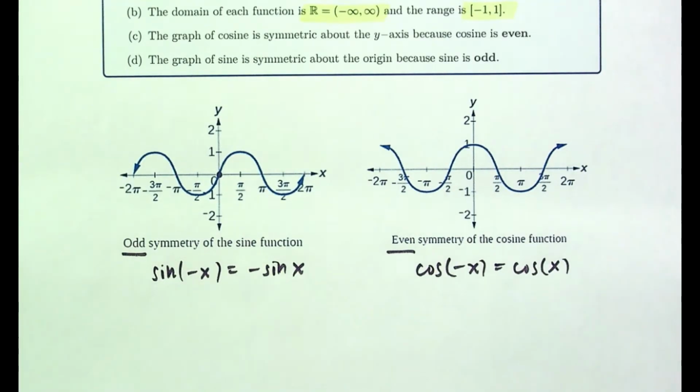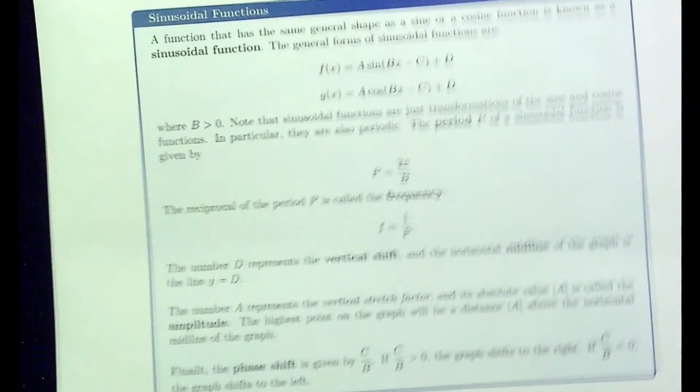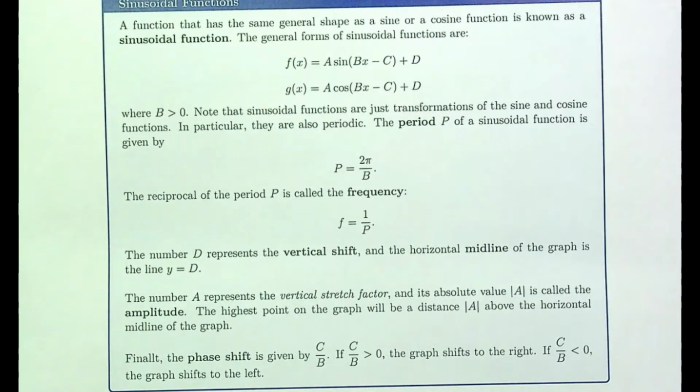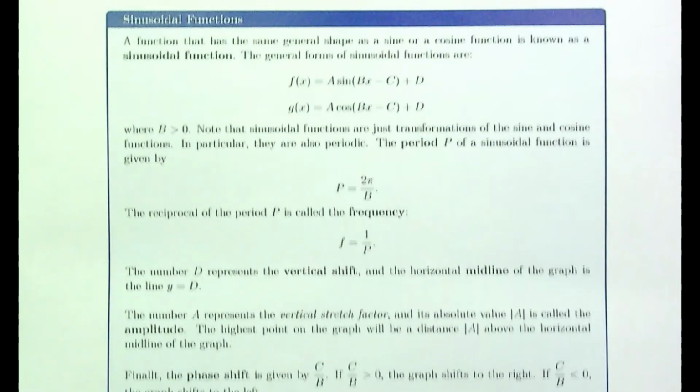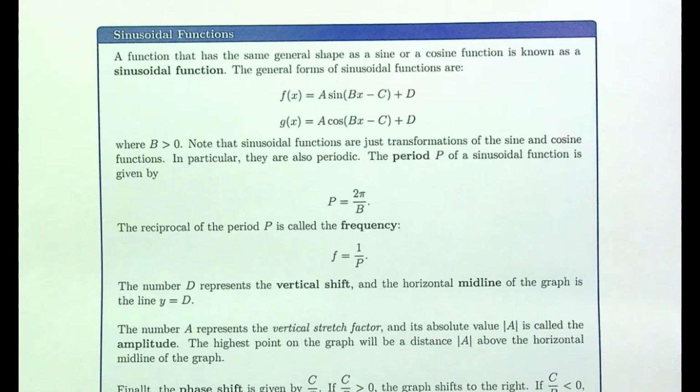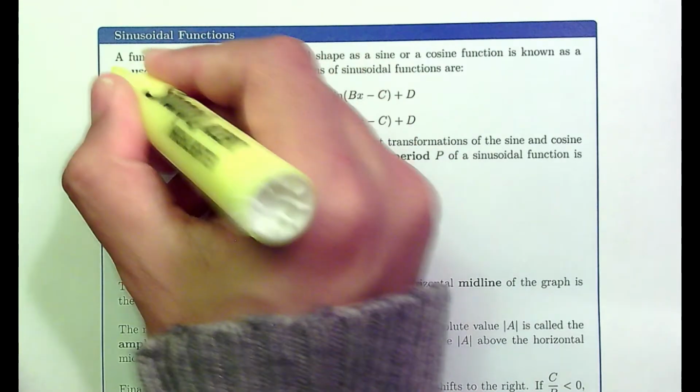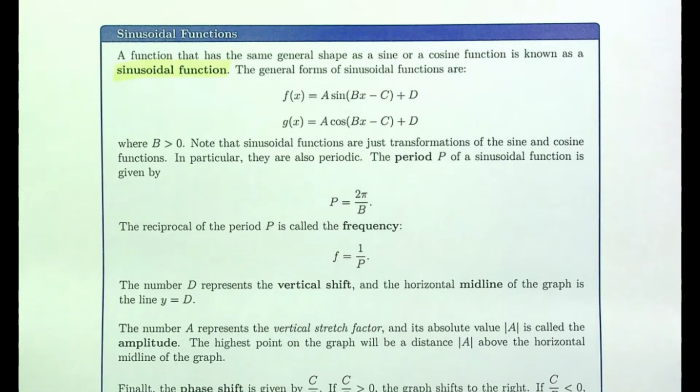Okay, one last thing about sine and cosine functions before we start drawing pictures. So transformations of sine and cosine functions are called sinusoidal functions. So it is just a transformation of either a sine or a cosine. And these are graphs that share the same general shape, the same wavy shape as a sine or a cosine.